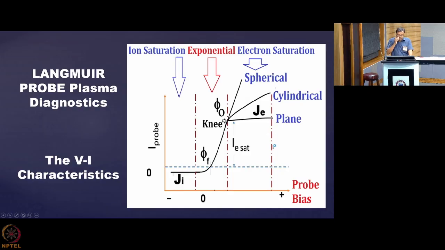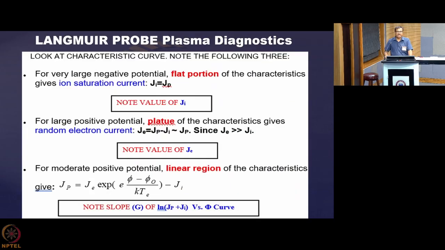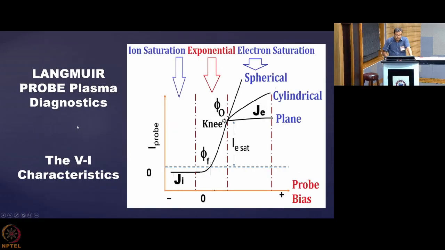So how we will use this information to find the electron number density and electron temperature, that we will now be discussing. When the bias potential is a large negative potential, you have seen that the characteristic gives an ion saturation current. So we note that probe current as Ji. So we note the value of Ji there. This is the Ji as I have marked over here.